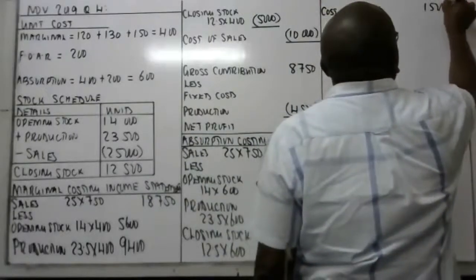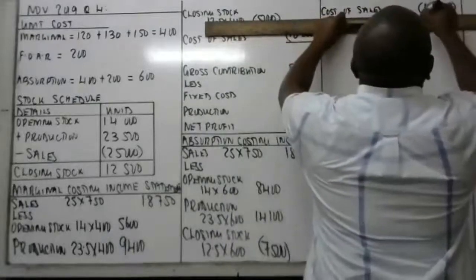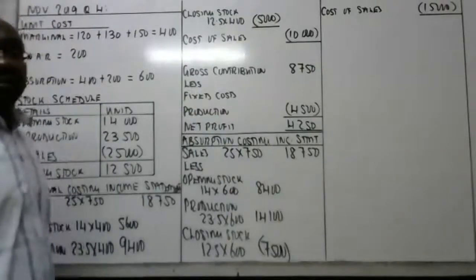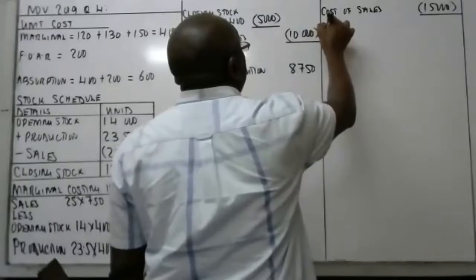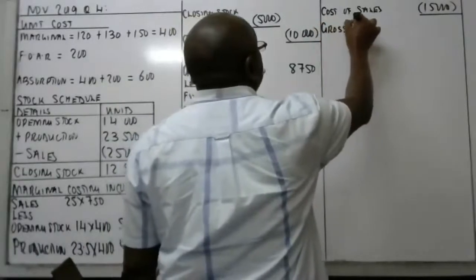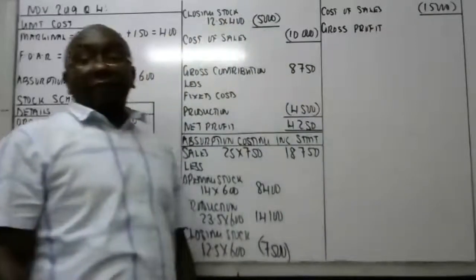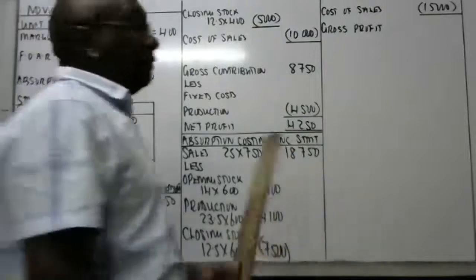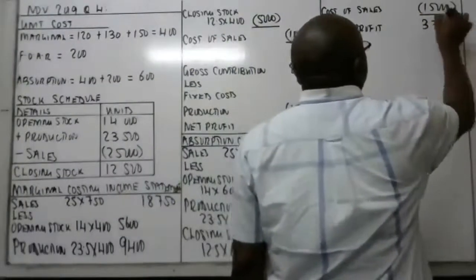So that 15,000, we are subtracting it from the sales. You subtract it from sales so that we get a figure called gross profit. That 750.